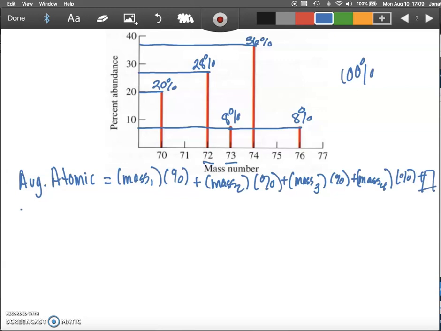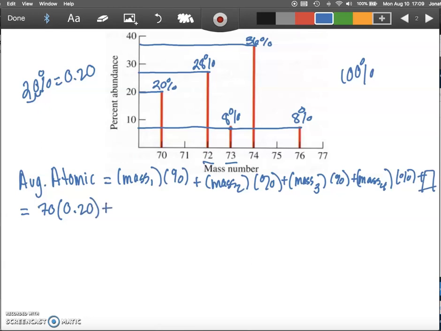All right, so what's that going to look like? Well, the first mass is 70, and then I'm going to multiply it by its percent abundance, but be careful. You have to use the decimal form of the percent. The percent abundance for that first mass is 20%. The decimal form means you move the decimal place 2 places over, so 20% is actually 0.20. You have to convert it to the decimal form.